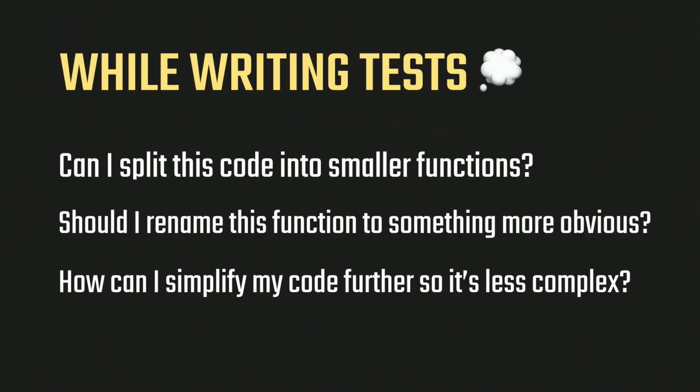Should I rename this function to something more obvious? This has happened to me all the time. I rename something, like, for example, foo, sometimes when I can't come up with names. Then I start writing a test. As I start describing what it's doing, I'll go back to it. I'm like, OK, I know exactly what this function name should be. Helps me get more descriptive about that. And how can I simplify my code so that it's less complex for others?